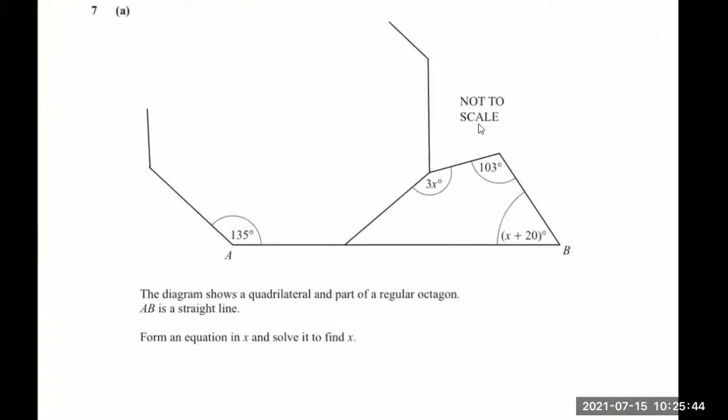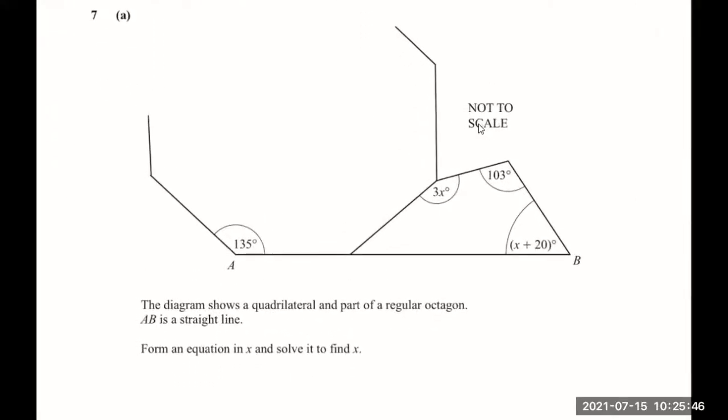Let's look at this one. It says the diagram shows a quadrilateral and a part of a regular octagon. AB is a straight line. Form an equation in x and solve it to find x. So if this is a regular octagon, then all of these angles must be 135 degrees. If this one is 135 degrees, then the one next to it must be 180 minus 135. That gives me 45 degrees.